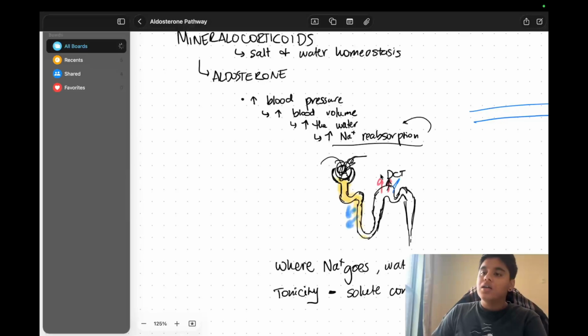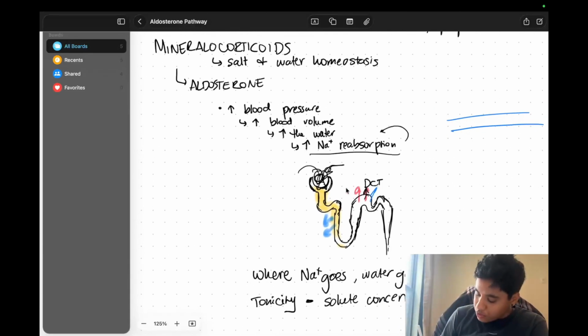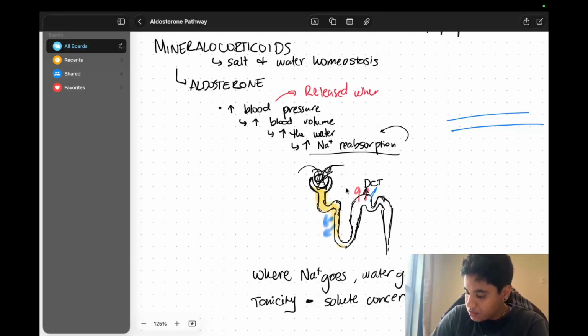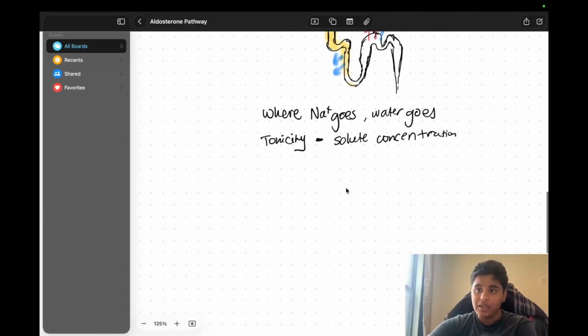Okay, so how does this happen? Well, we said that aldosterone is released to increase blood pressure. So likely, it's probably going to be released when your blood pressure is low, right? How do we know that the blood pressure is low? That's actually another place where the kidney really, really comes into play here.